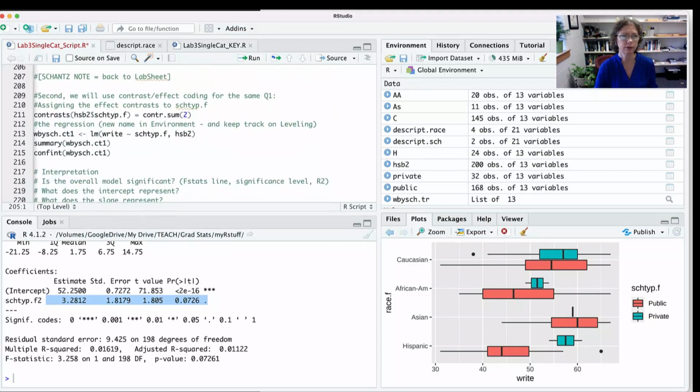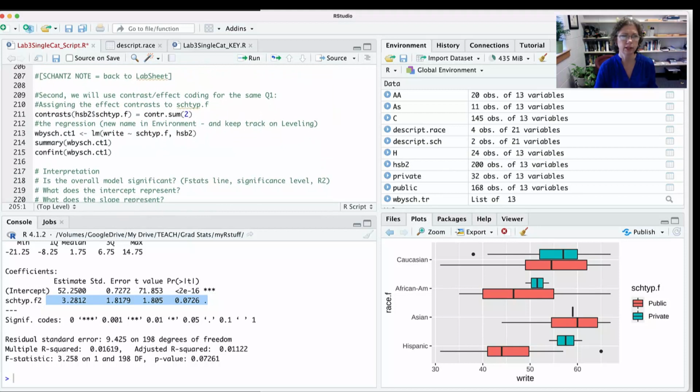The second type of coding we use is contrast effect coding. So we're going to look at that for the same question about, is there a difference due to school type? But now we're comparing to the grand mean, and the grand mean is the average across those groups. So if we looked at average writing proficiency across public and private means, the grand mean would be that value, and we're going to get it by running this regression.